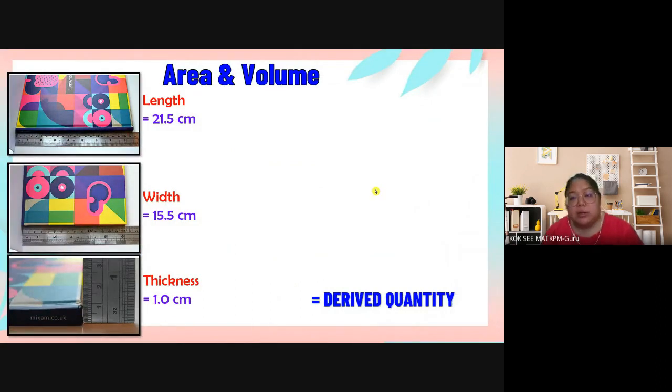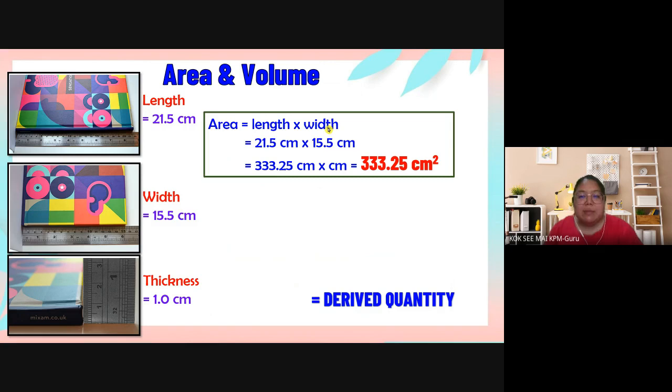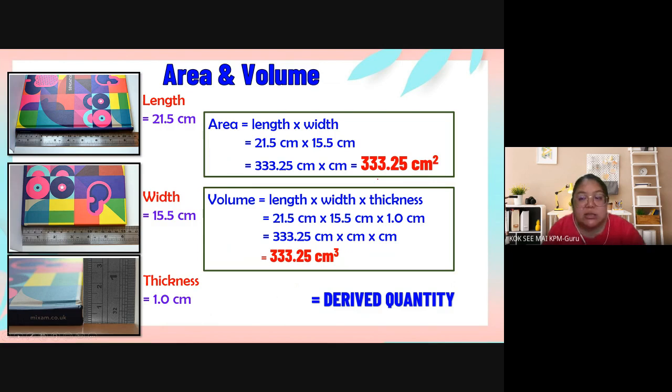OK, so now we can see area and volume. Area also has a formula: area is length times width. So area and volume are also derived quantities. Now you can see an example: area is length multiplied by width, 21.5 times 15.5. So finally I get the answer in cm square. Can you see cm square? cm square means you have already multiplied once, cm times cm, that means you have done multiplication. So I can say this is not a base quantity. You already have a formula.